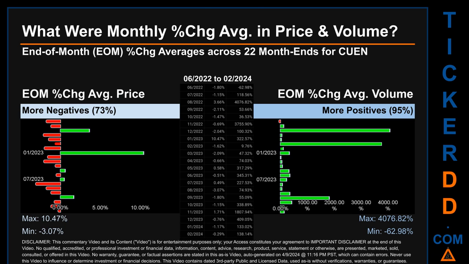Price saw an end-of-month max of 10.47% in average percentage change, along with a minimum of -3.07%. For volume, the maximum and the minimum monthly percentage change were respectively 4076.82% and -62.98%.